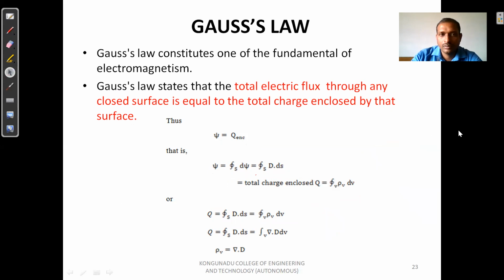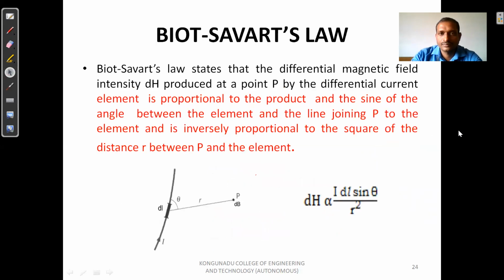So next, I'm moving to the Biot-Savart law. This is one of the important laws in electromagnetism, specifically magnetostatics. It is used to determine the magnetic field intensity. H is called magnetic field intensity, and B is called magnetic flux density. It is used to determine the magnetic field intensity at any point. So it is called the Biot-Savart law.